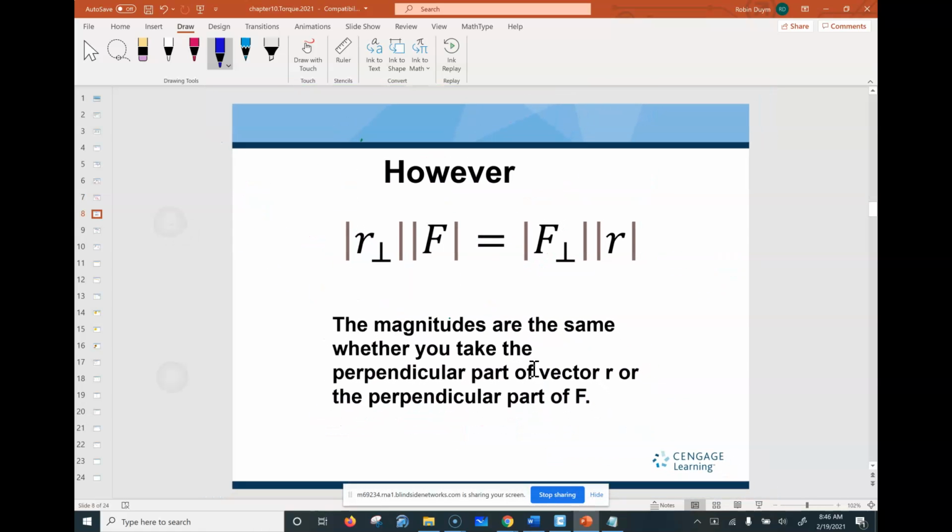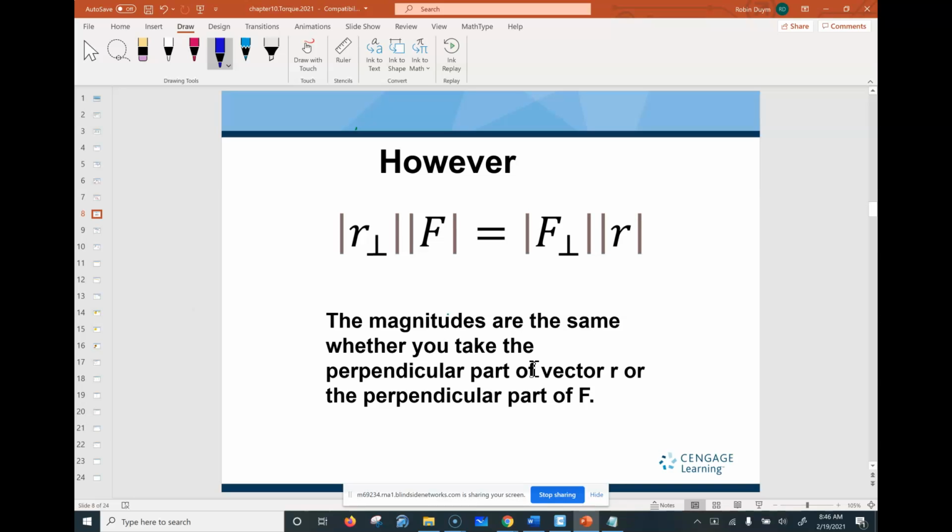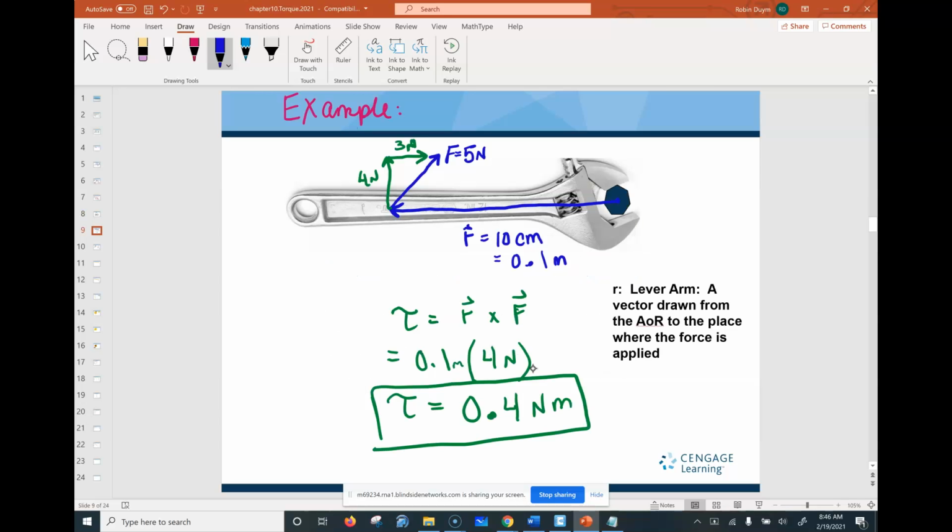So this is what this is saying, the magnitude. It doesn't matter if you take the perpendicular part of R or if you take the perpendicular part of F. Those magnitudes are going to be the same. And you can always do the direction independent of finding the magnitude. All right, so let's look.